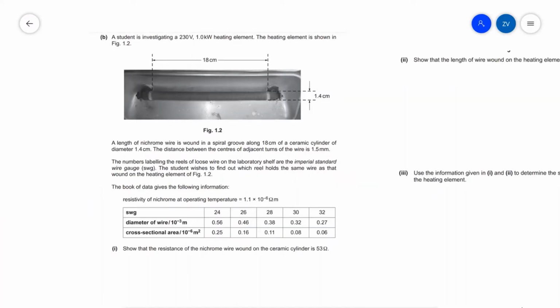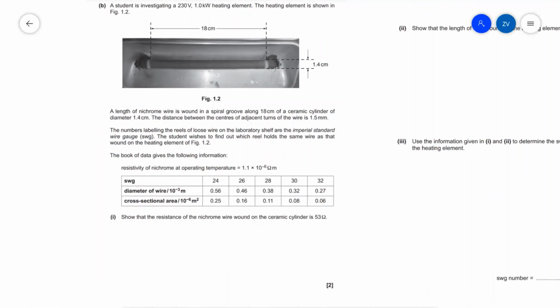Okay, folks, so part B: a student is investigating a 230 volt, 1 kilowatt heating element, and we have quite a lot of information about the length of the wire and the diameter, etc. The first part of this question is simply asking us to show that the resistance of this nichrome wire on the ceramic cylinder is 53 ohms.